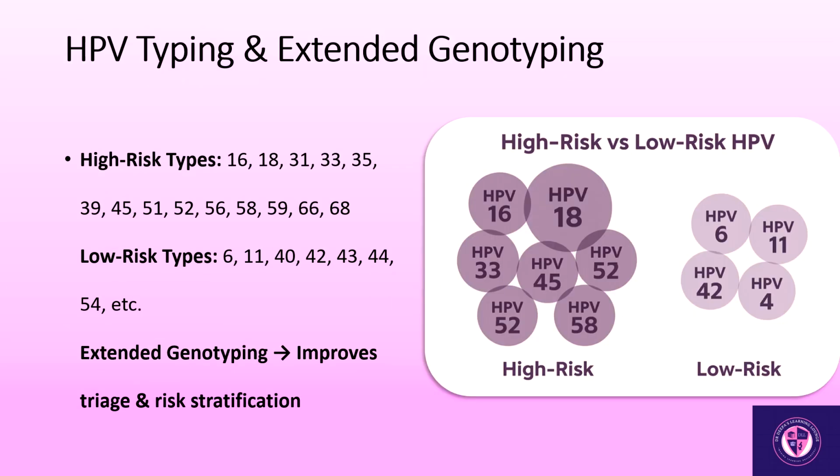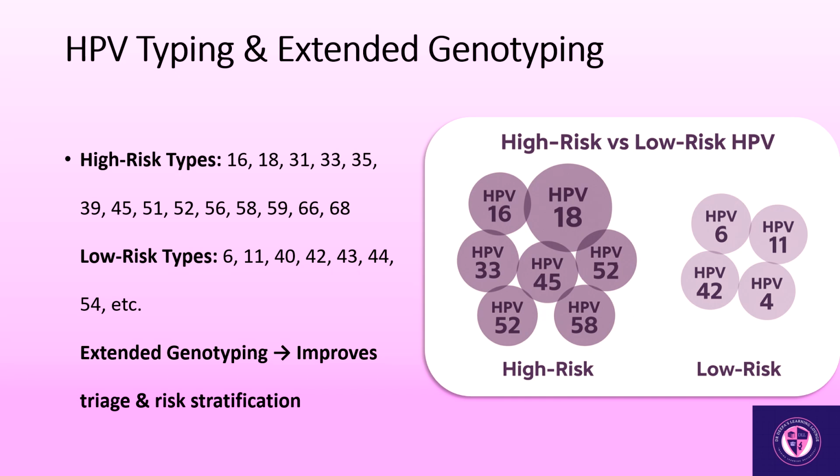The extended genotyping provides more than just the presence or absence of HPV. It reveals the type of HPV that is present. HPV 16 and 18 carry the highest risk of progression to carcinoma, but several other types, including 31, 33, 52 and 58, also have significant oncogenic potential.